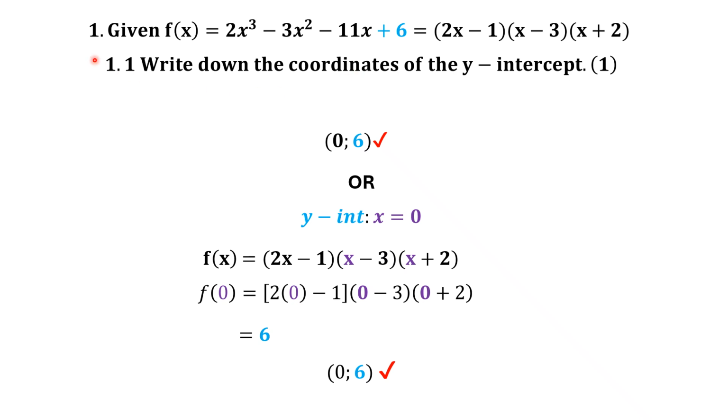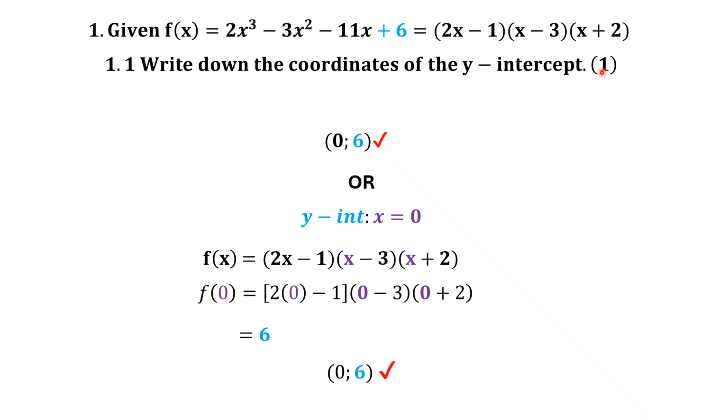All right, number one, given f of x equals 2x cubed minus 3x squared minus 11x plus 6. Or we can give you the whole factorized equation, which means this equals (2x minus 1)(x minus 3)(x plus 2). So in the exam, you're either going to get this equation or you're going to get that one.